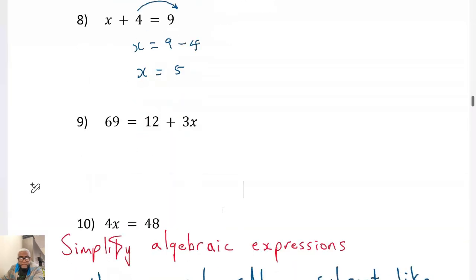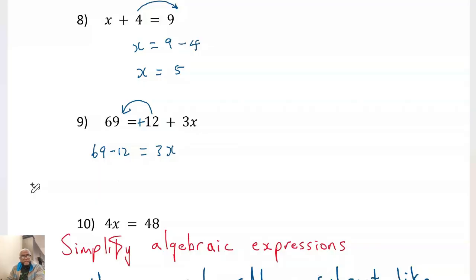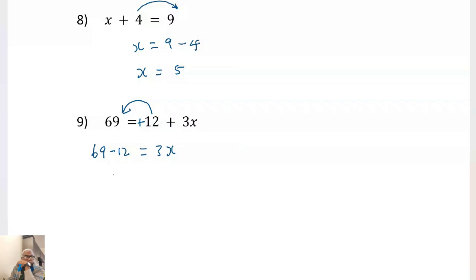Next. So this one here, what operation is understood in front of 12? Plus. Opposite of plus is minus. So there'll be 69 minus 12 is equal to 3x. 69 minus 12 is what? 57, right? What do we do with the 3 now? 57 is equal to 3x. Carry the 3 here, and it will be 57 divided by 3.